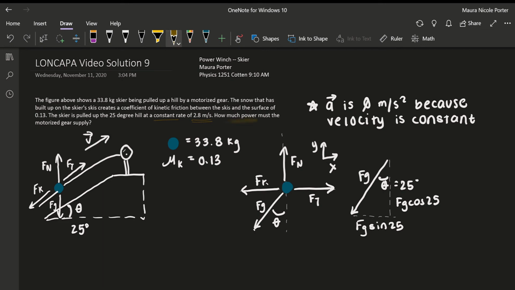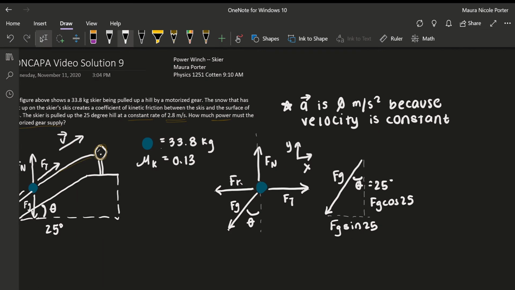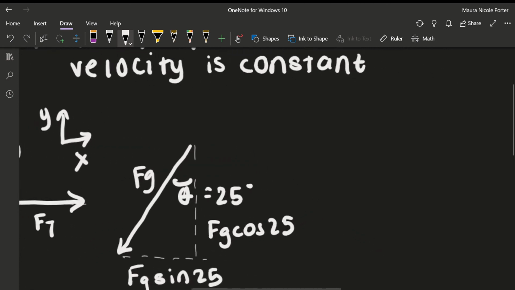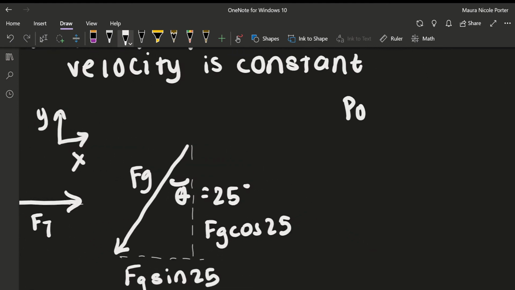what we're really looking for in this problem is how much power, we're looking for the power that the motor gear supplies. So our motor gear is up here, it's this power winch, and so the only thing that we can really use to measure that is going to be this tow line. So we can look at our different power equations that we have. There's a lot of them, so let's see. Power equations.